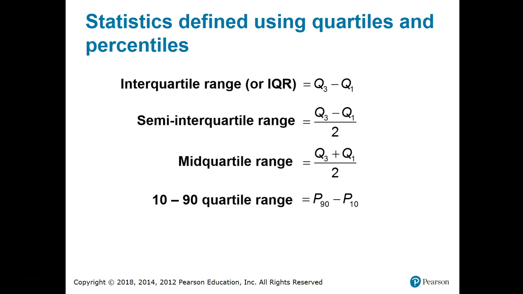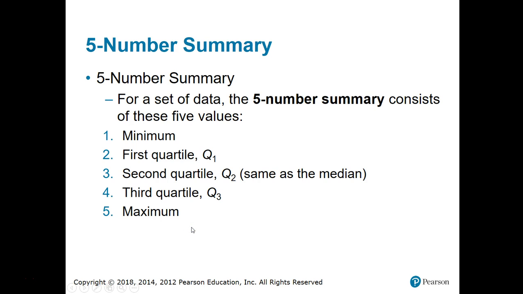Interquartile range is the difference between Q3 and Q1. Semi-interquartile range is Q3 minus Q1 over 2. Mid-quartile range is half of Q3 plus Q1. And 90 percentile range is P90 minus P10. I have not seen these used too much. Perhaps if you go into some place that uses percentiles or quartiles a lot, you will, but I have not seen these that often.